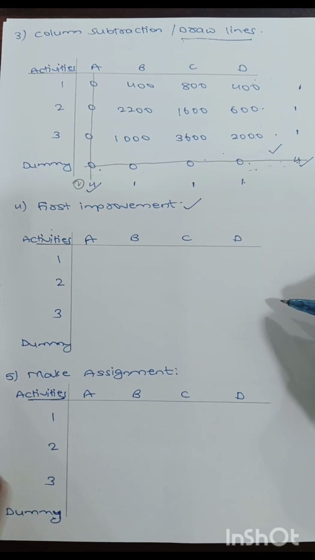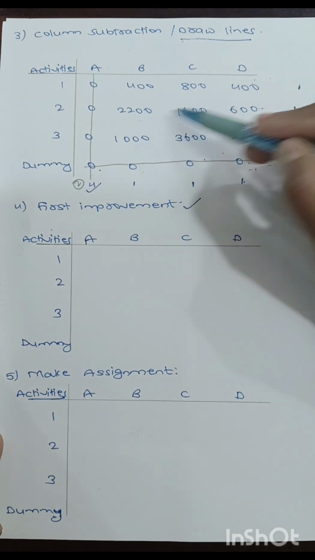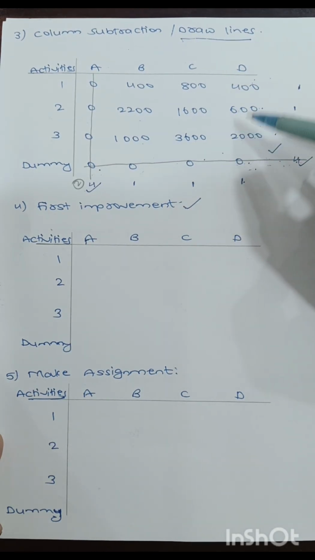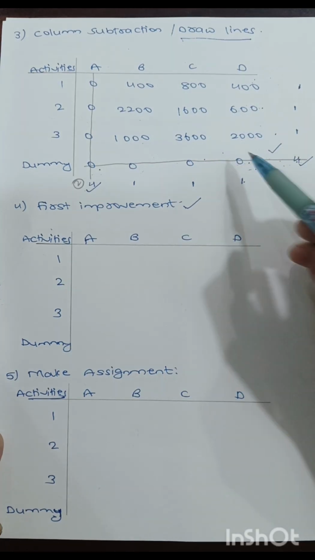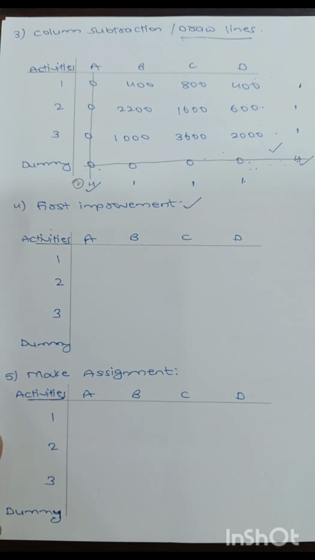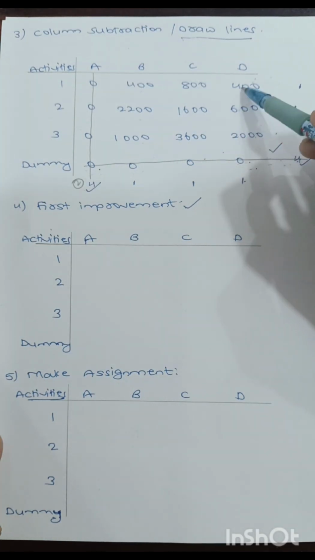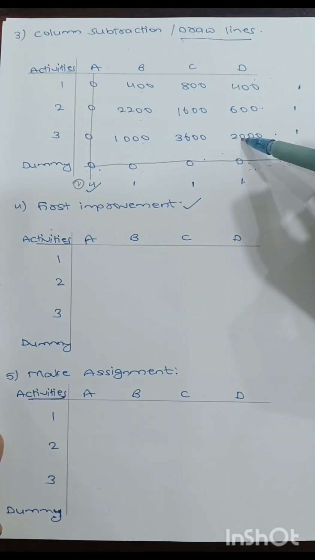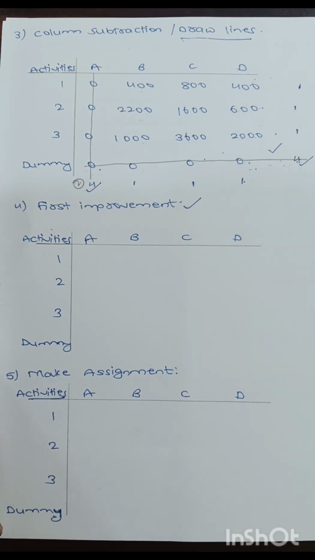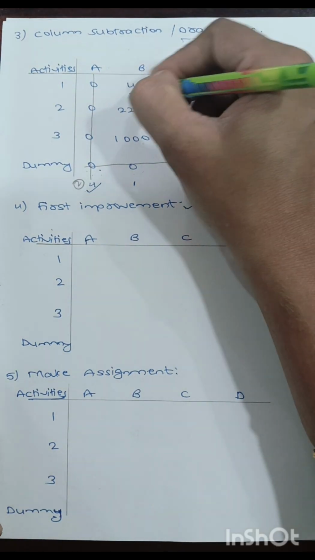The first step of improvement is, as you can see here, there are some numbers on which not a single line is drawn. Such elements are called uncovered elements. And the elements which are on a line are called covered elements. So, the first step is to select the smallest uncovered element. We have 1, 2, 3, 4, 5, 6, 7, 8, 9, so 9 uncovered elements. Out of these 9 uncovered elements, we have to select the lowest one. The lowest uncovered element is 400.